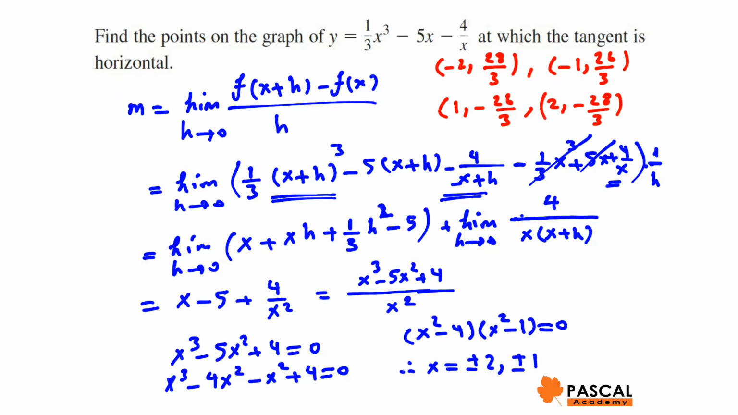If we plug 1 into the function, we'll see f(1) is negative 26/3. f(2) is negative 28/3. Since the function is odd, f(-x) and -f(x) are the same, then f(-2) is the opposite of f(2), and f(-1) is the opposite of f(1).